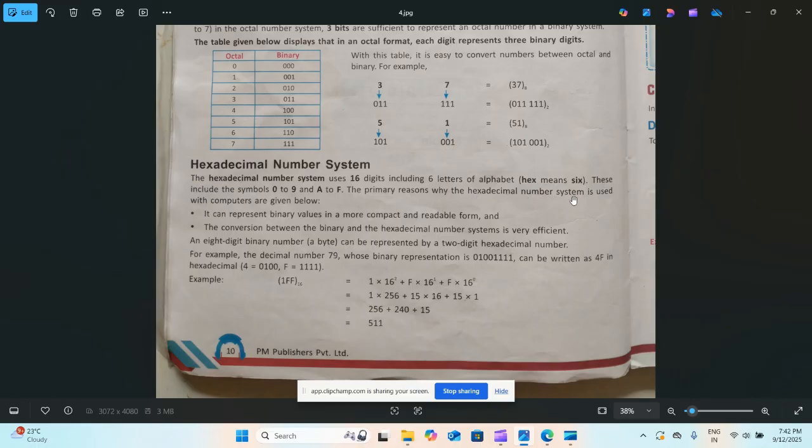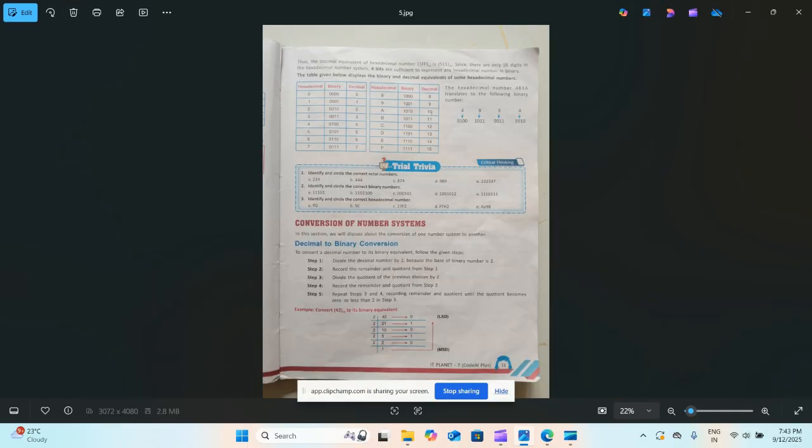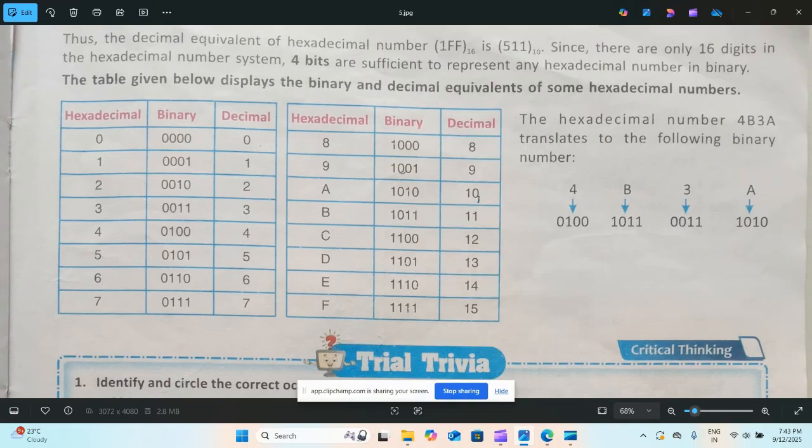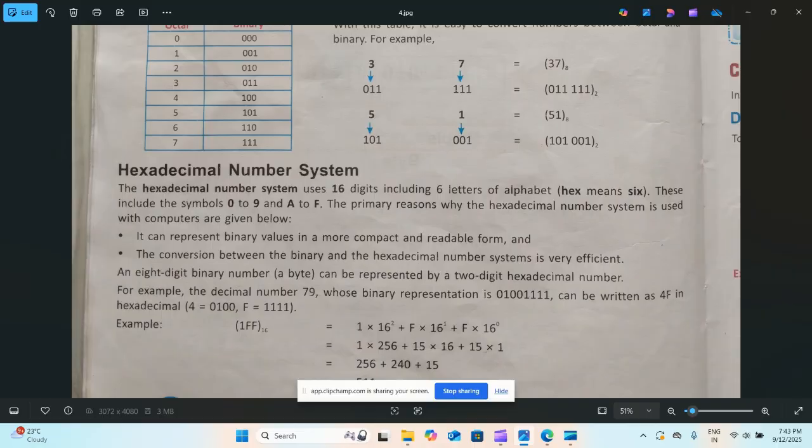Primary reasons why the hexadecimal number system is used with computers are given below. Before going further, I'll just tell you what A to F are. Here it is shown: hexadecimal 0 to 9, and A means 10, B means 11, C means 12, D means 13, E means 14, and F means 15. So if you have a hexadecimal number like 1A, A means 10. Understood? A represents 10.